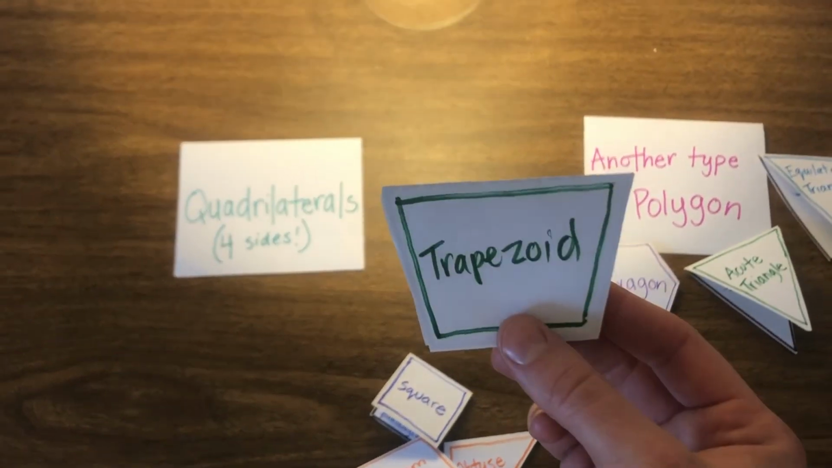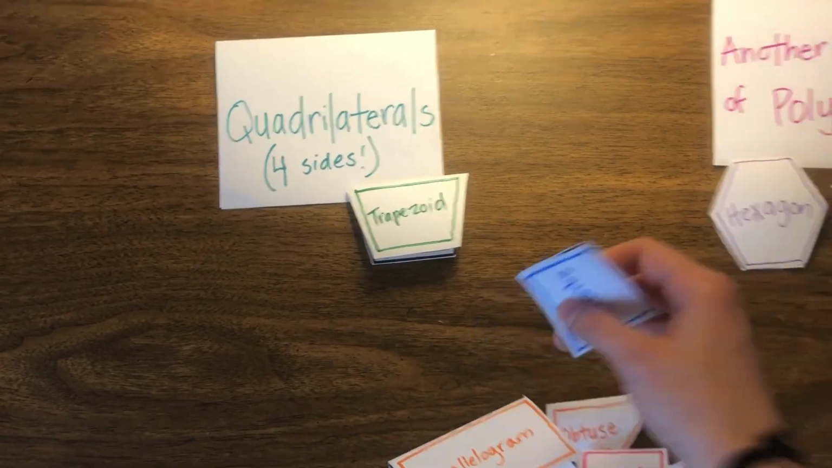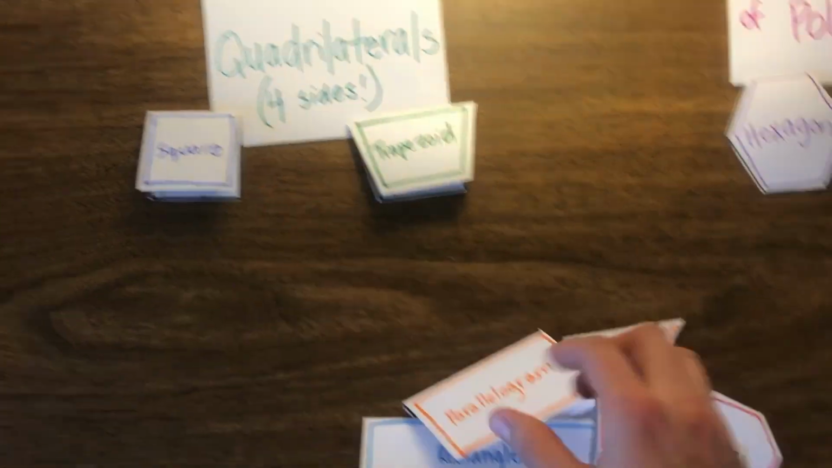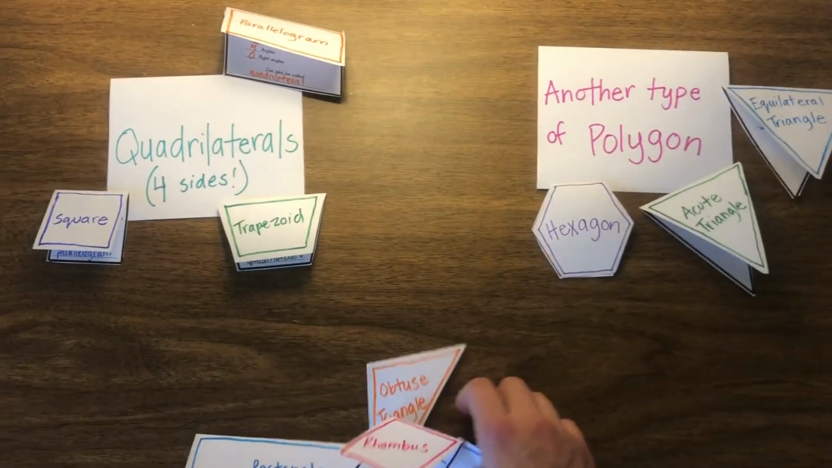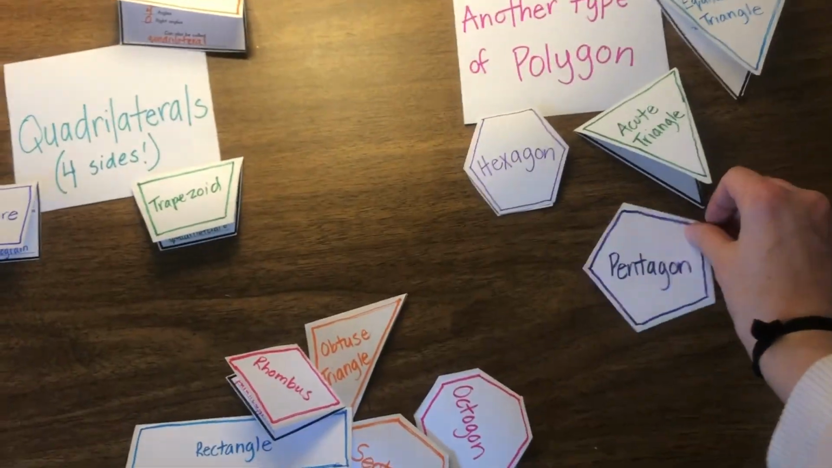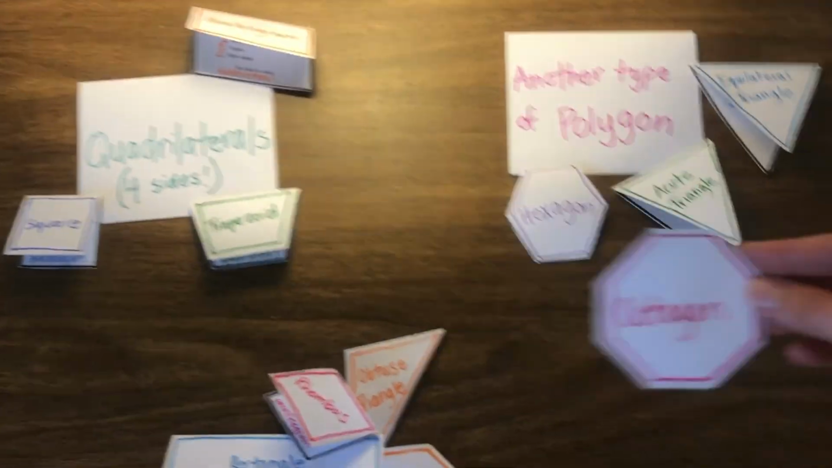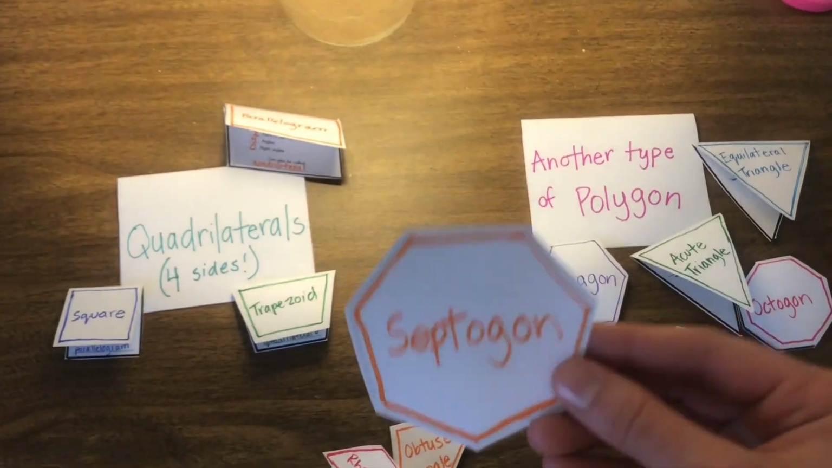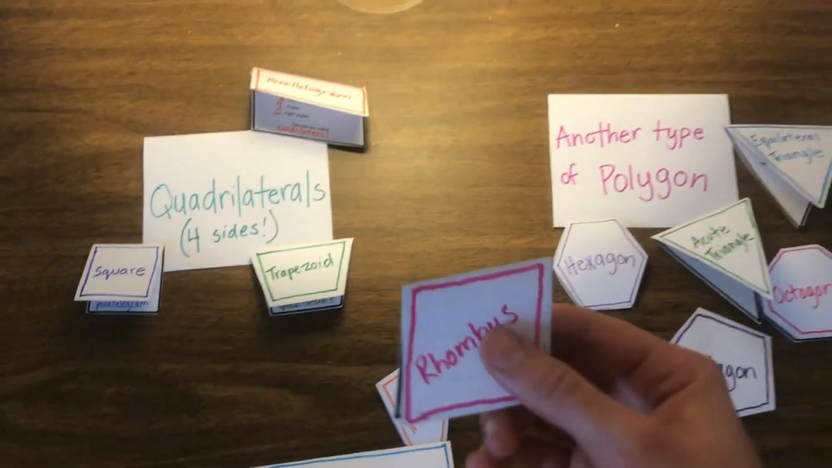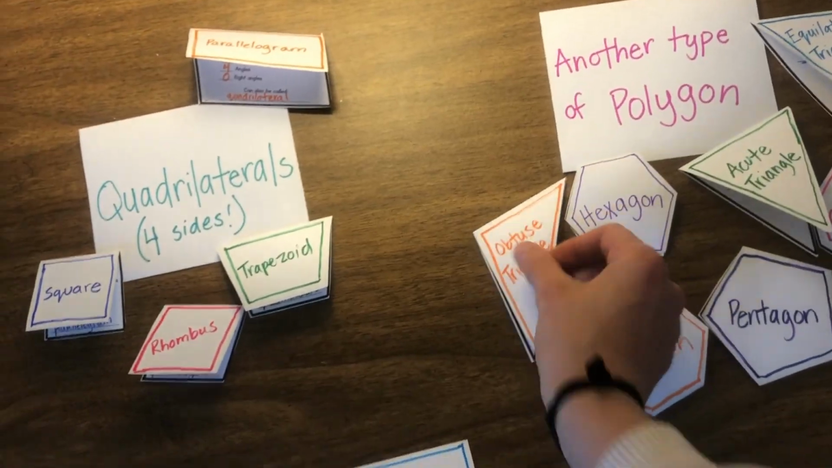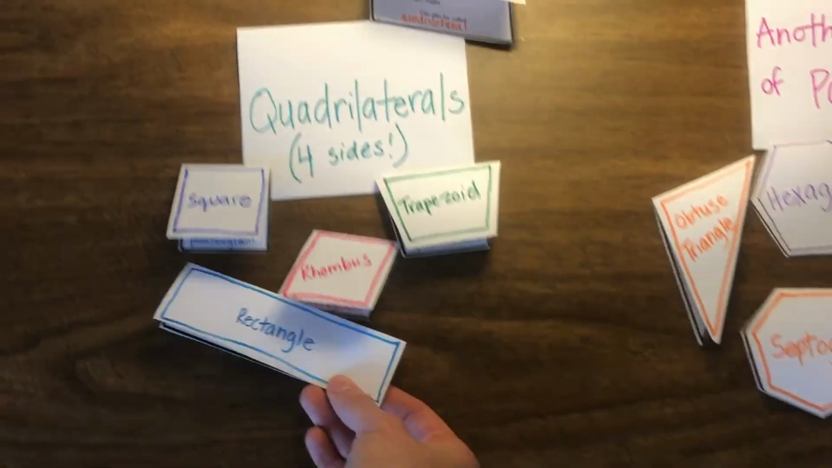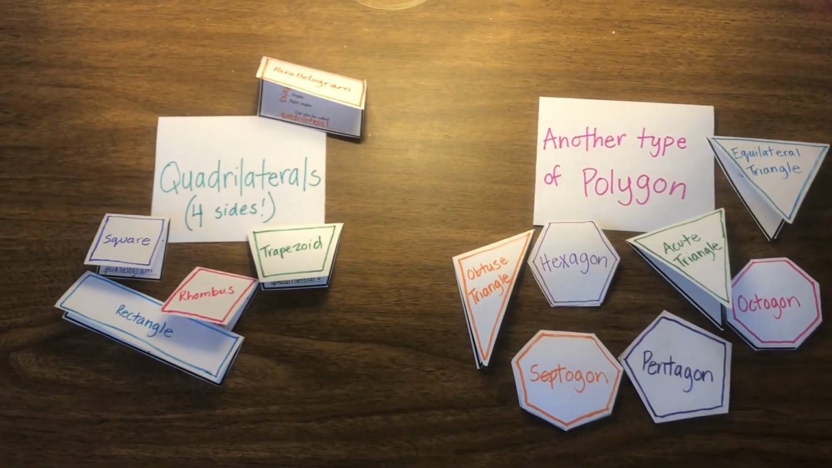Look at how a hexagon has more than four sides. But a square and a trapezoid have four sides. So do parallelograms. They have four sides. They're quadrilaterals. Pentagon, five sides, not a quadrilateral. All of those are another type of polygon or another type of shape. Rhombus is a quadrilateral. Obtuse triangle, not. And rectangle is a quadrilateral.